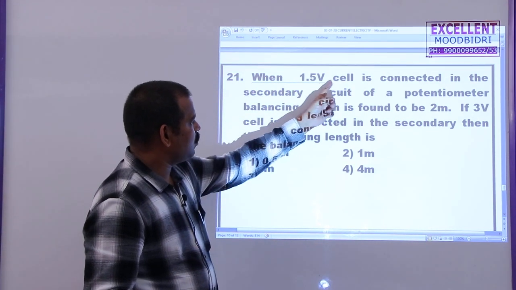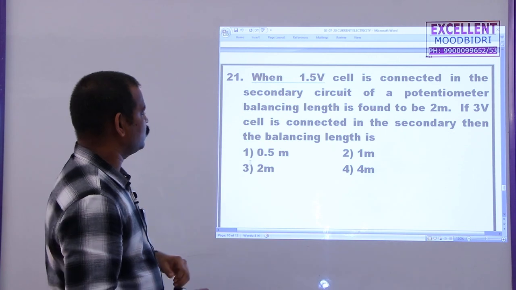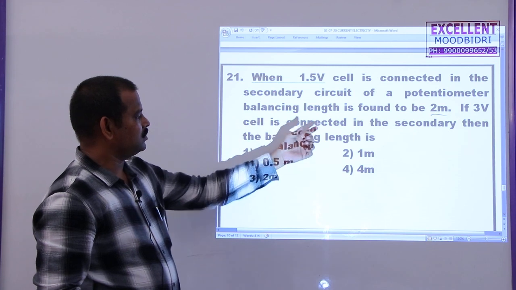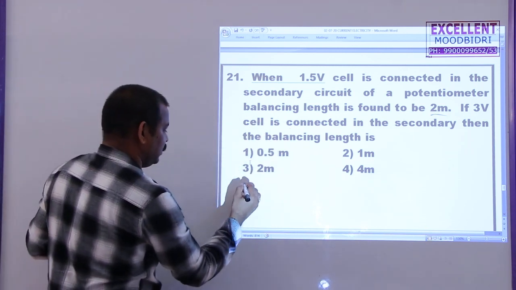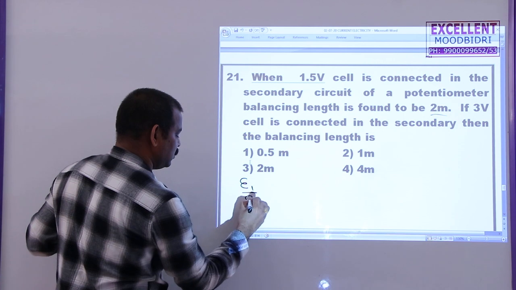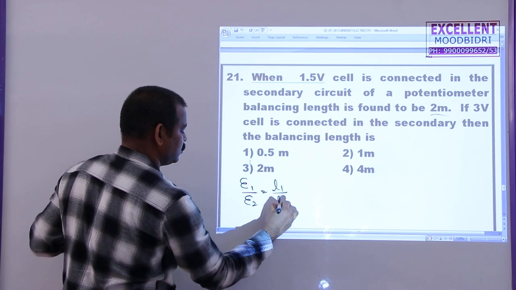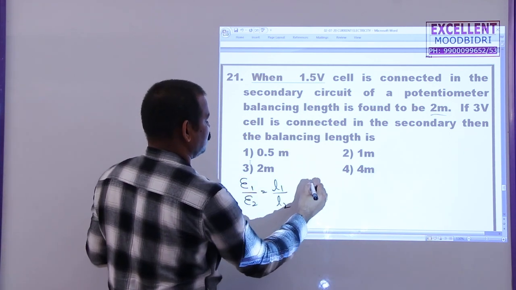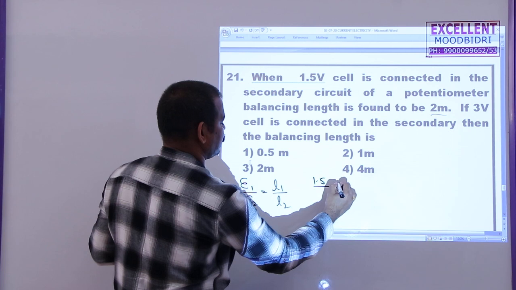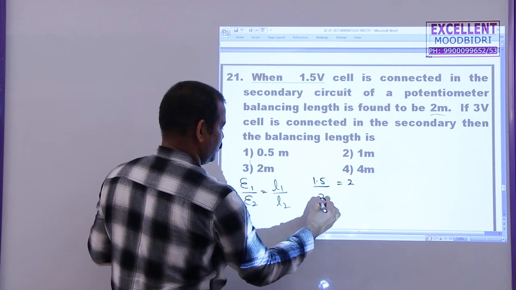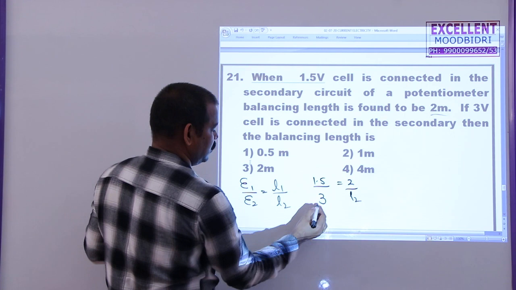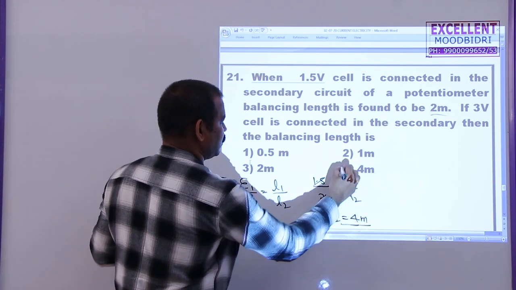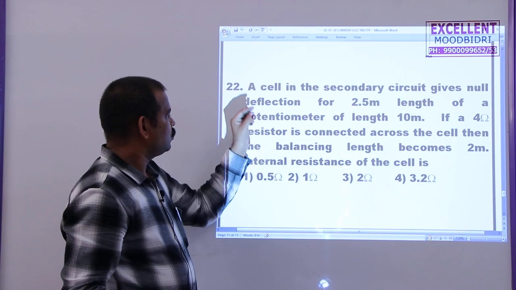When a 1.5 volt cell is connected in the secondary circuit of a potentiometer, balance length is found to be 2 meters. If a 3 volt cell is connected in the secondary circuit, what is the balance length? For a potentiometer, the ratio of the EMFs is equal to the ratio of the balance lengths. In the first part, 1.5 volts is connected and the balance length is found to be 2 meters. If 3 volts is connected, what is the balance length? So this will be L2 equal to 4 meters. Option 4 is correct.